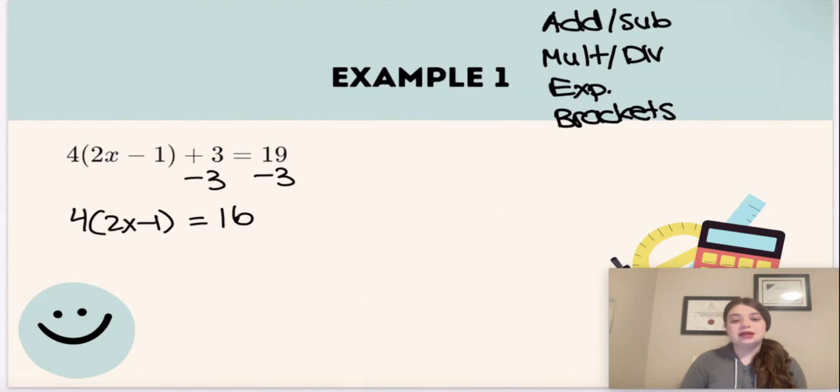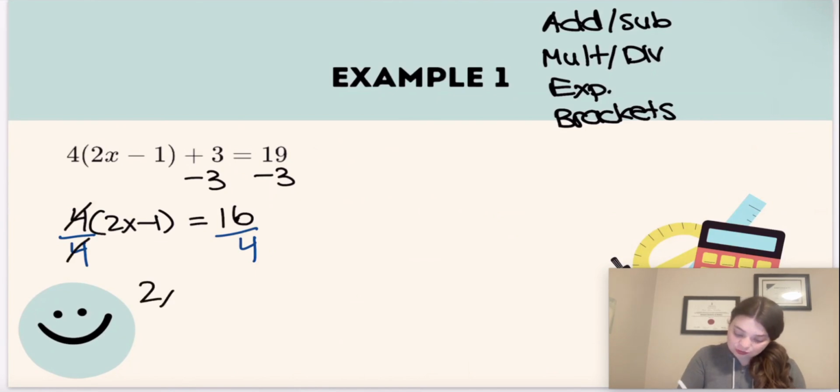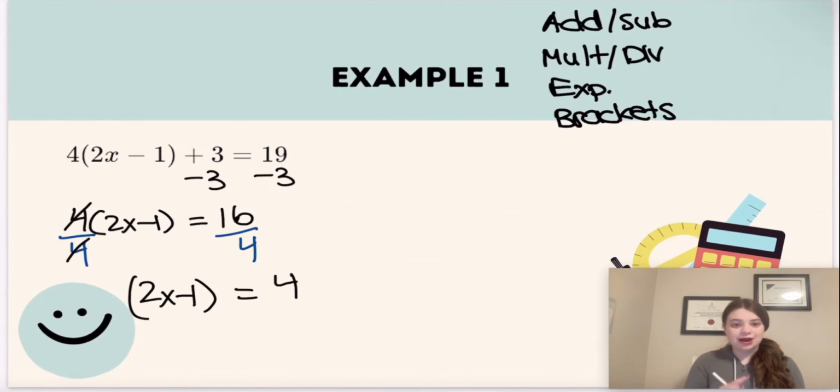All right, the next step is multiplication and division. So is there any multiplication or division other than what's in our brackets that we can undo? Well, yes, there is. We can get rid of this multiplication by 4 by dividing both sides by 4. If we do that, the 4's cancel out on our left. So we just have 2x minus 1 is equal to 16 divided by 4, which is 4. So now all we have left is the brackets, so we're going to start the order again with what is in the bracket. Let's go back to the beginning.